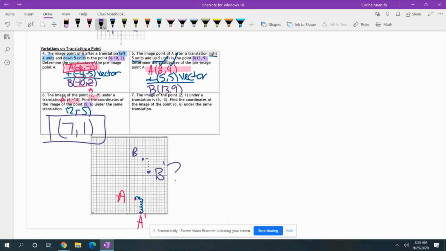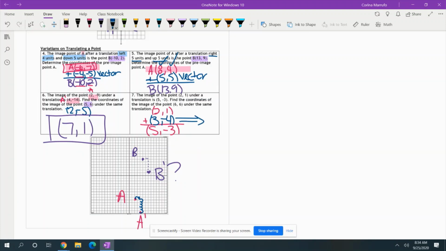All right, on the next one, I'm going to show you how to find it mathematically without the graph. It says the image of point (2, 1) under translation is (5, -3). So if it's (2, 1), and we add the vector and it becomes (5, -3), we need to figure out what the vector is. We have to add a number to 2 to get 5. So 2 plus what gives us 5? Well, 2 plus 3 gives us 5. Then we have to add a number to 1. So 1 plus what gives us -3? Well, 1 plus -4 gives us -3. So that means this is my vector.